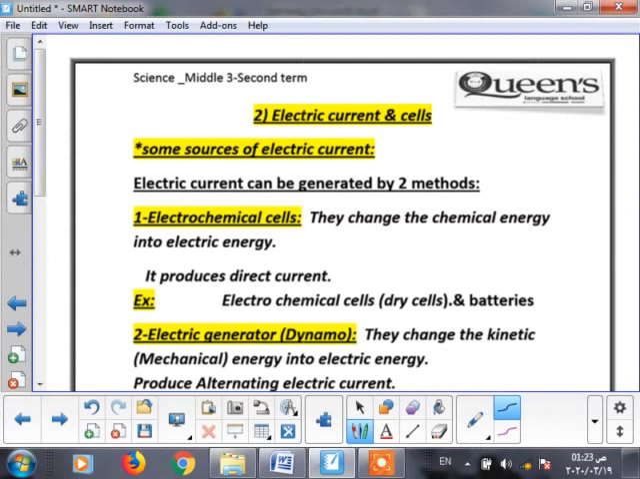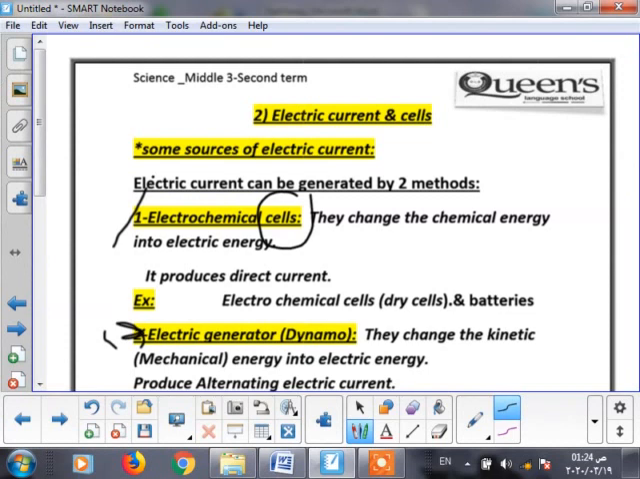What is the difference between the electrochemical cell and the dynamo? Electrochemical cells change chemical energy into electric energy, like the dry cell and the batteries, and their current is called direct current. What about the second source, the electric generator or dynamo? It changes kinetic energy into electric energy, and it produces alternating electric current.